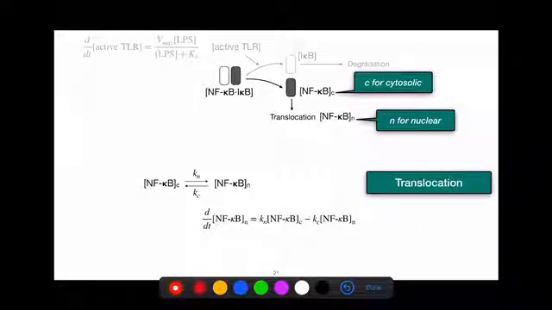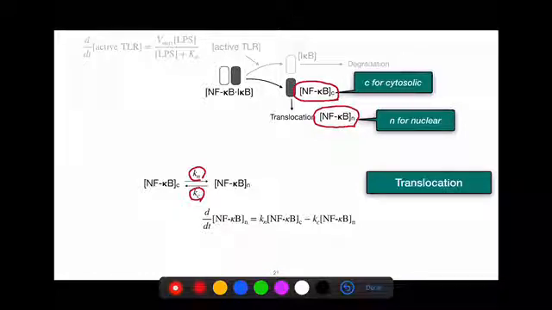Finally, the cytosolic NF-kappa B will come into the nucleus, a process called translocation, and becomes nuclear NF-kappa B. And we can move back and forth, right? So there will be a forward rate toward the nucleus and a backward rate toward the cytosol. So we can just write down. This is the easiest part, I guess.